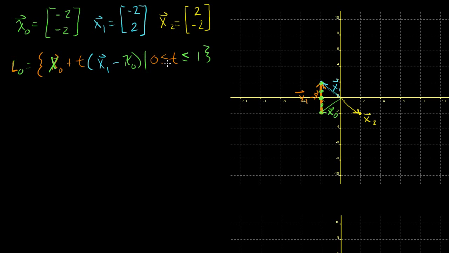So at any value for t being any real number between 0 and 1, you're going to end up at all of the points along that line segment. So that's our L naught. It's just a set of vectors.